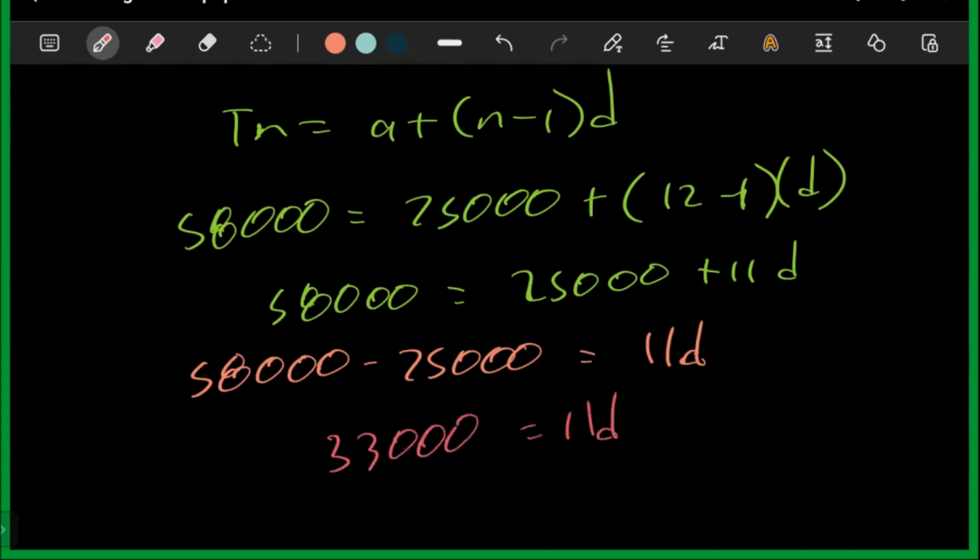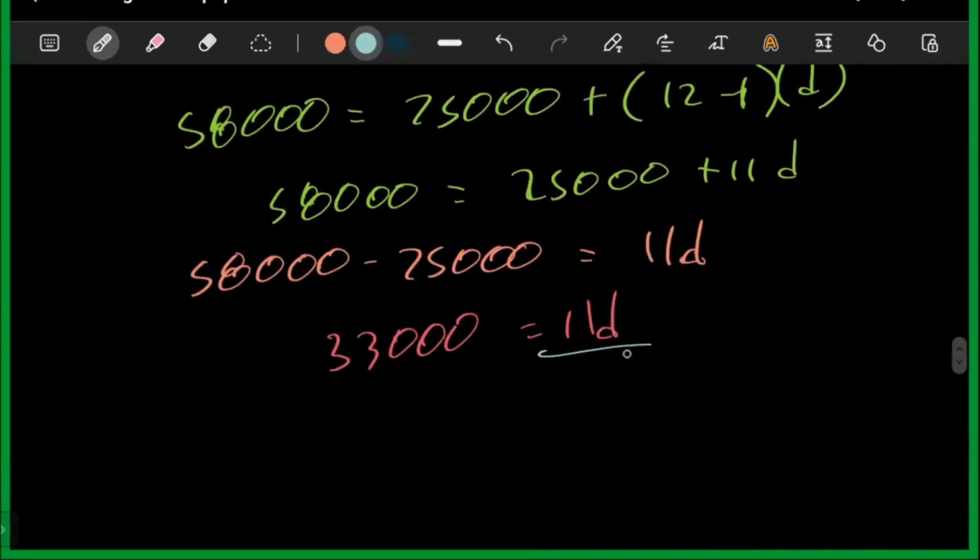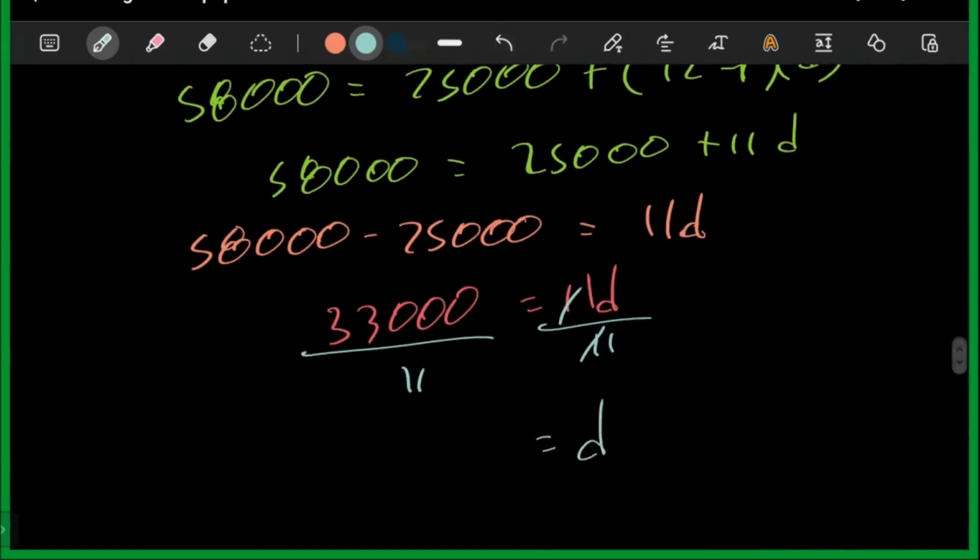So divide both sides by 11 here. Let's see what we're going to get. D here. What is the value of D? 3,000 in the calculator. So that's fine. Value of D is 3,000.